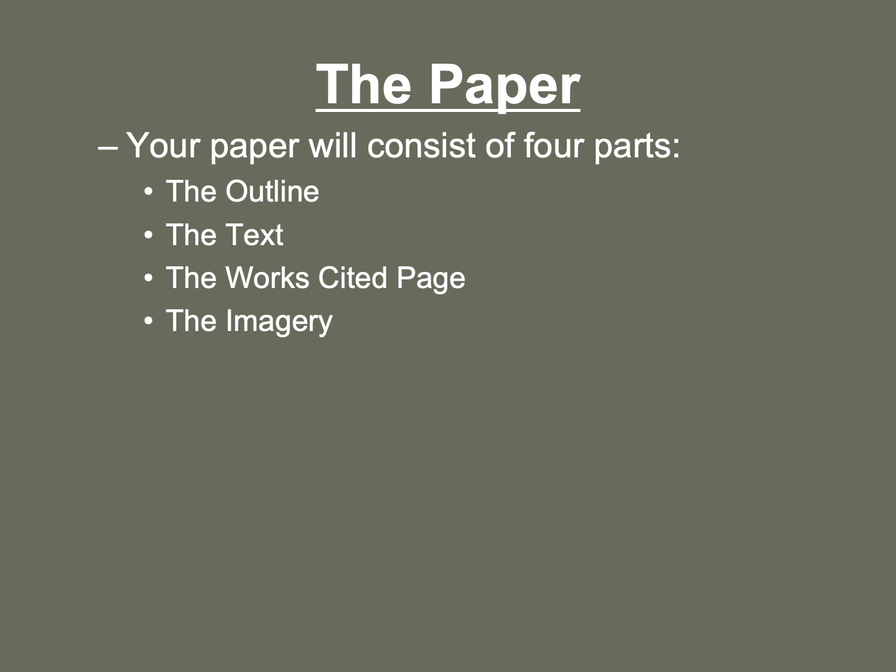So the paper portion of your project will consist of 4 parts. It will be the outline, the text, the works cited page, and then the imagery. So we're going to talk about each one of those individually. The first thing that will be due is a rough draft of your outline.